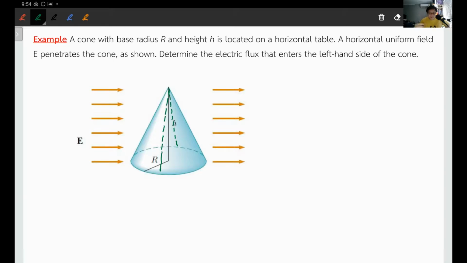Okay, first of all, if you try to think in terms of the area vector, wherever it is, it's going to be quite tough because you'd have to figure out the angle between the E and all those area vectors everywhere on the surface of the cone, which is going to be crazy. And I don't think I'm going to put that kind of example here.